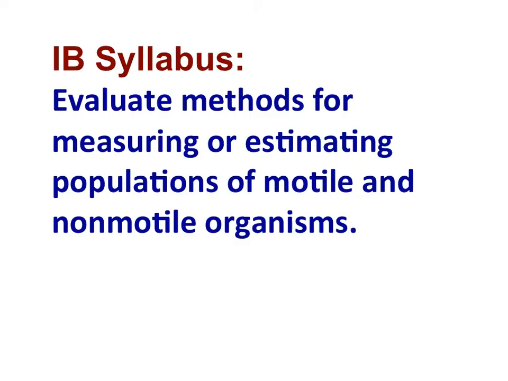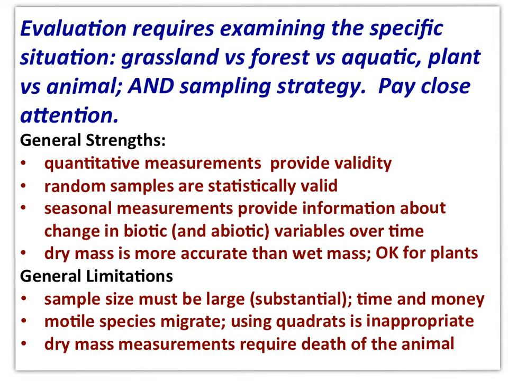And here is a relevant IB syllabus statement. Evaluate methods for measuring or estimating populations of motile and non-motile organisms. Evaluation of the method for biotic components of an ecosystem requires examining the specific situation. Is it a grassland or a forest, or is it an aquatic ecosystem? Is it a plant species that you're interested in, or animal? And what is the sampling strategy specifically? You've got to pay close attention to the specifics here. But don't forget the general strengths and limitations.